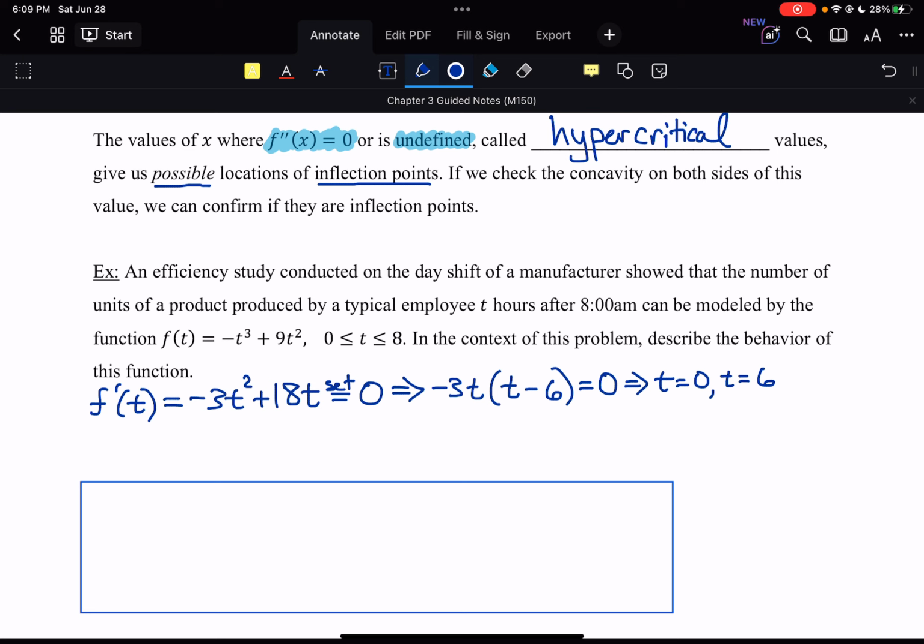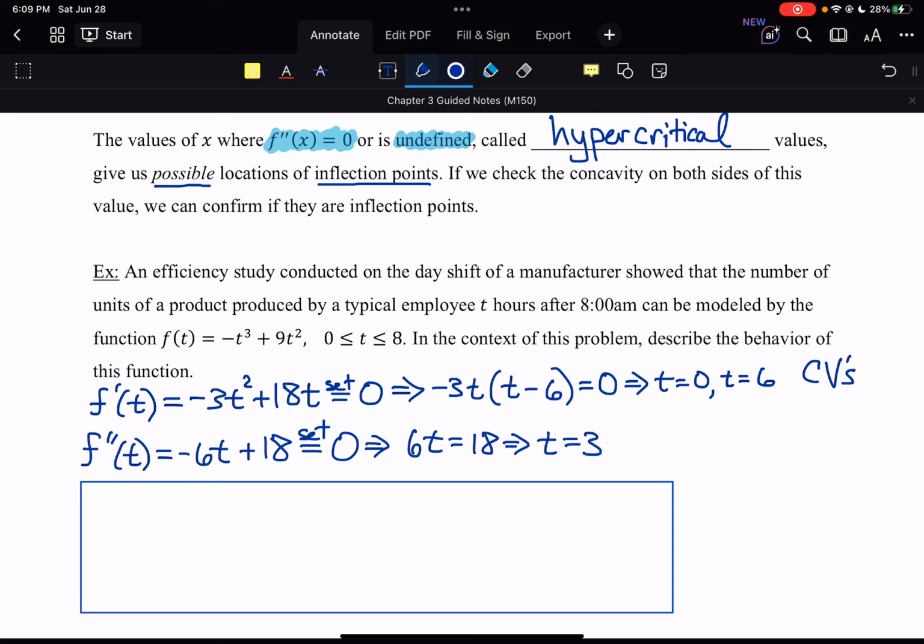These represent potential max or min values, right? These are critical values. That's what we found last time. But what I also want to look at is the second derivative. When we take the second derivative, we get negative 6t plus 18. We're going to do the same kind of thing. We're going to set it equal to 0. We'll just add that over. So we get 6t equals 18. So t equals 3.